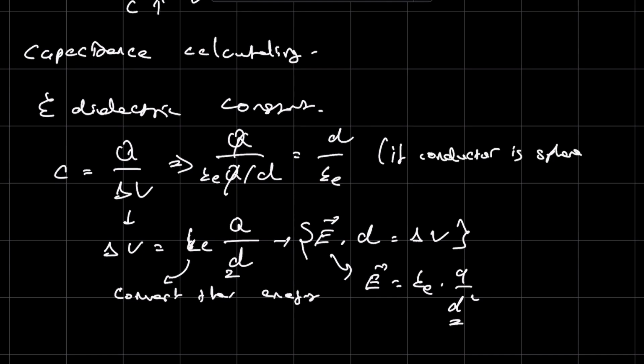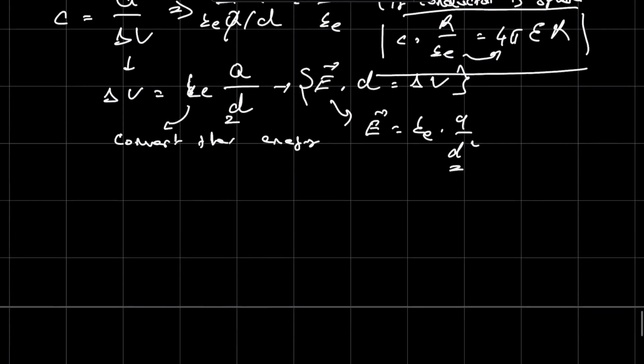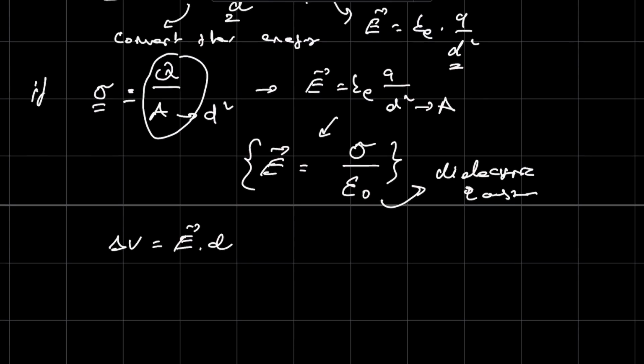If the conductor is spherical with radius r, the formula becomes C equals 4 pi epsilon r, and from this formula, the charge density can also be calculated as coulombs per square meter of the sphere's surface. Now, let's take another look at potential difference, but this time from the perspective of electric field and surface charge density.